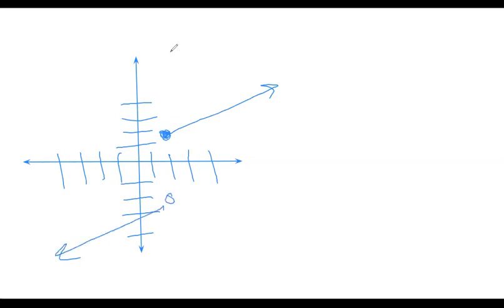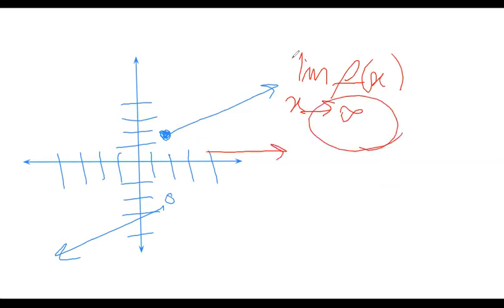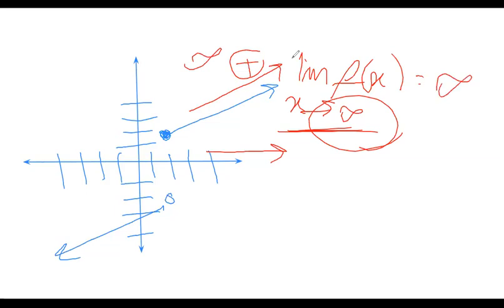Now, for example, if the question is to evaluate the limit as x approaches infinity of f of x. Here, x approaching infinity means the more you go right, the more your graph goes up to infinity. So we say the limit as x approaches infinity of f of x is infinity, which is positive.